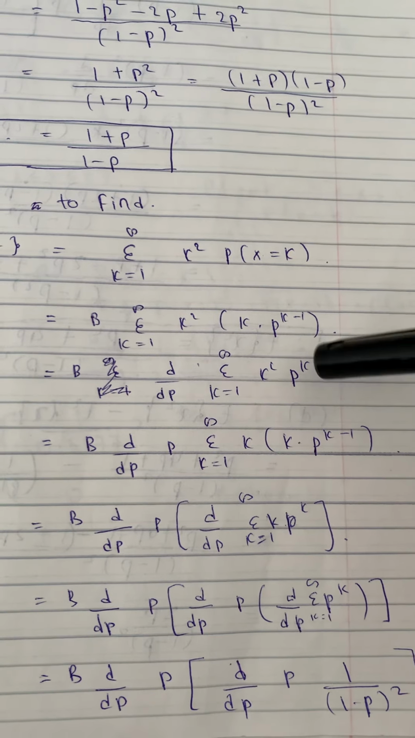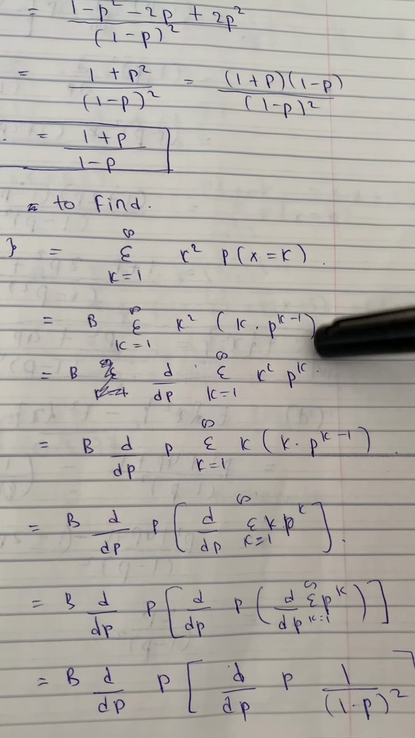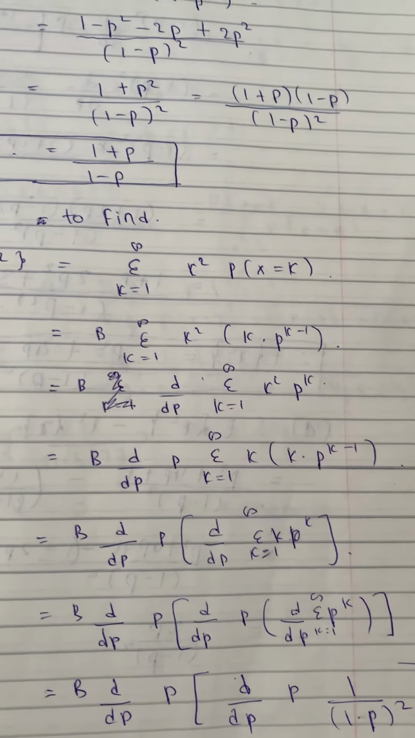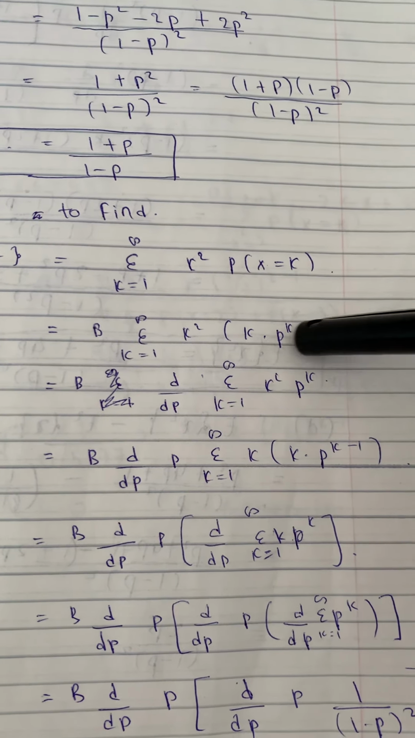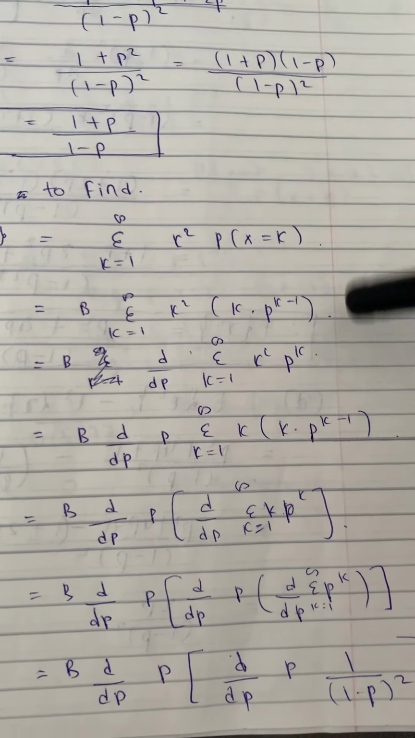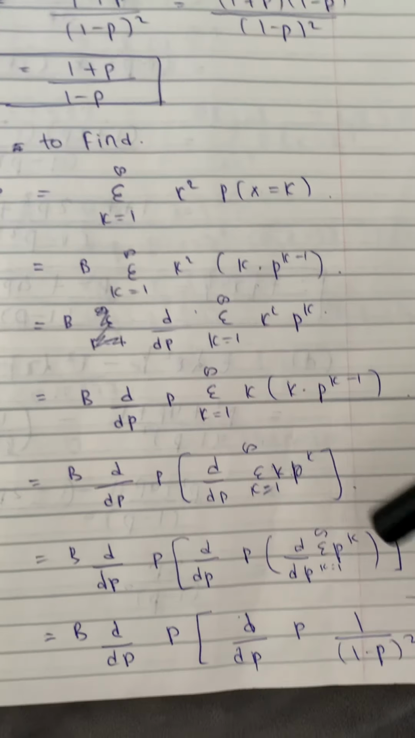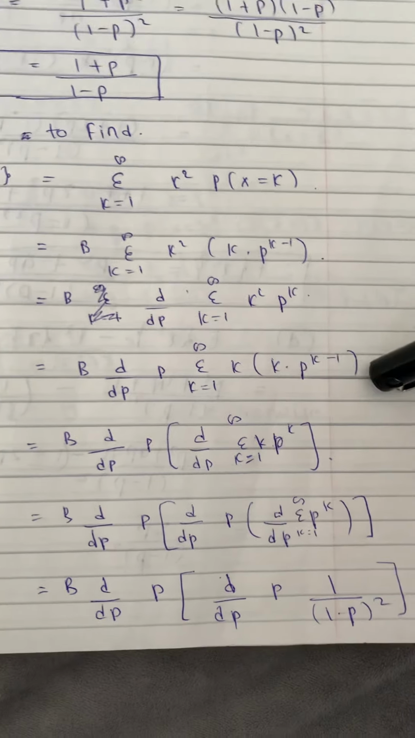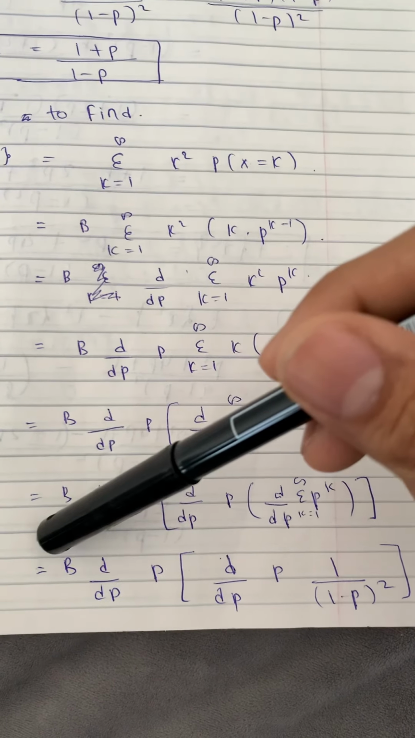get p raised to k, we just take 1 p common outside, so we just have p of k minus 1. So this is what I did. So we'll just skip this step, and then we'll come down to this.